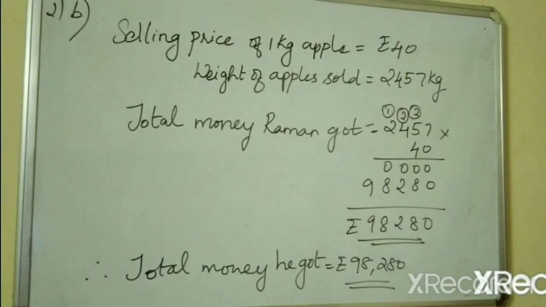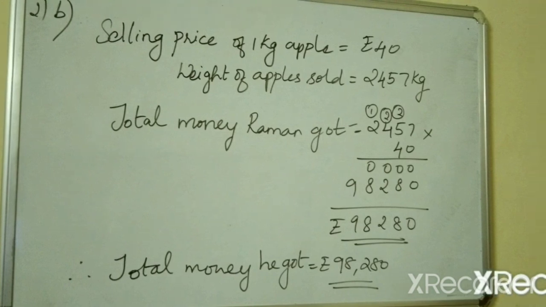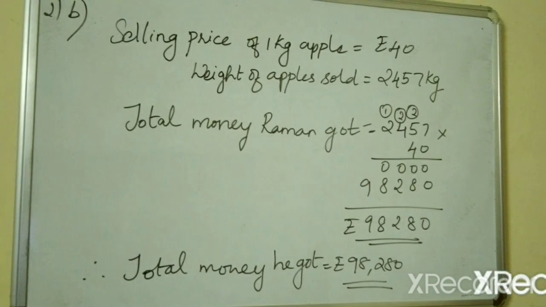Now our second subdivision is, can you find the total money Raman got by selling apple? So by selling apple, how much money he got you have to find. The selling price of 1 kg apple is given. So it is rupees 40, and the weight of apple sold is also given, 2457 kg. So per kg the rate is 40.